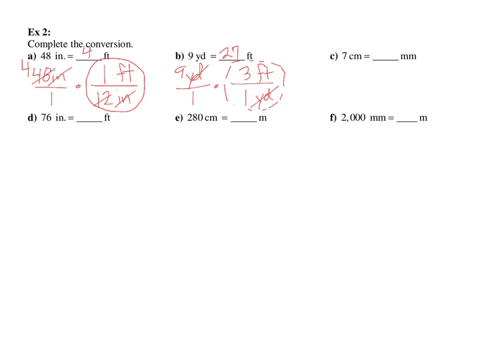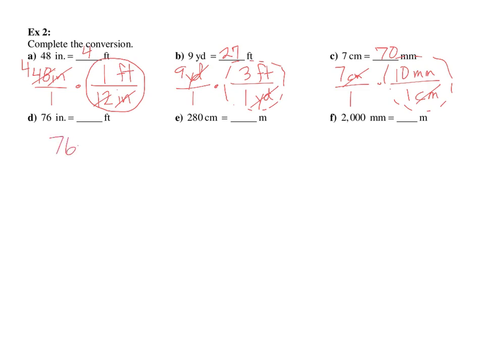Going on to C, I have 7 centimeters. Put that over 1. And I'm going to have centimeters on the bottom, millimeters on the top. Alright, so which one's bigger, a centimeter or a millimeter? A centimeter. So I'm going to be working with 1 centimeter, and that's equal to how many millimeters? 10. Alright, so centimeters cancels out. 7 times 10, which is 70. Okay, should be getting the hang of this now. Once again, always make sure to ask for help if you're confused.